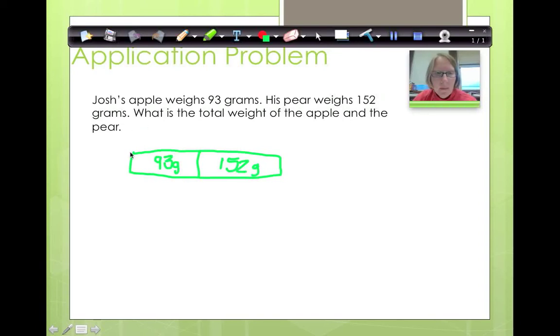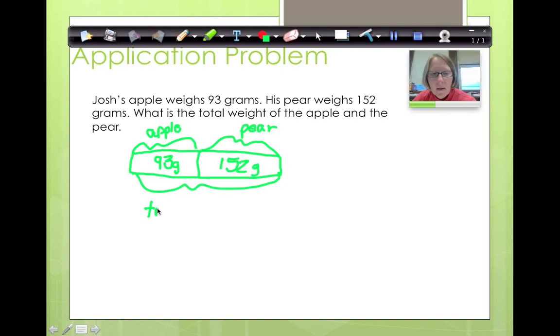And now we're going to label this. Here's my apple, and here's my pear. And I need to find the total. Now, right here, if you draw a line, you'll know that you're going to write your answer here, and then you'll already have it written down.